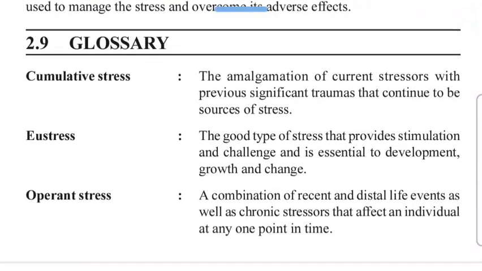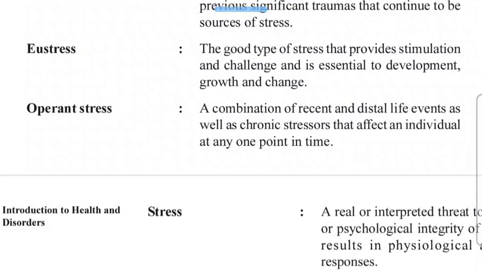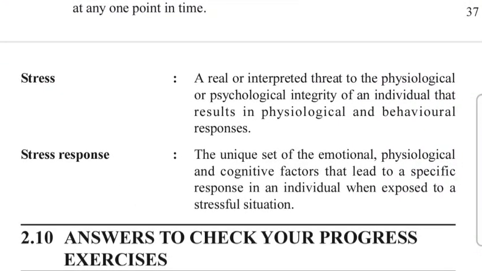Glossary: Cumulative stress, a mix of current stressors with past traumas that persist as stress sources. Eustress: positive stress that stimulates growth and change. Operant stress: the combined impact of recent and long-term stressors at a given time. Stress: a real or perceived threat to an individual's well-being, leading to physiological and behavioral responses. Stress response: the unique emotional, physiological, and cognitive reactions of an individual to a stressful situation.